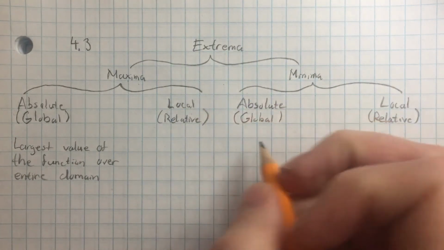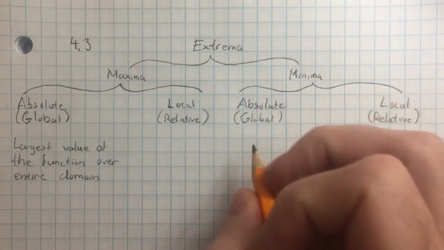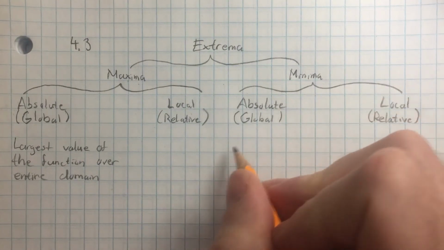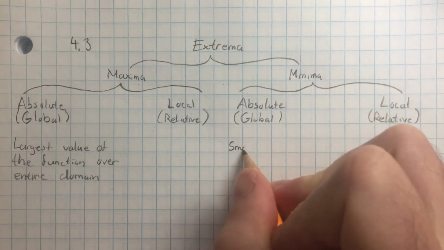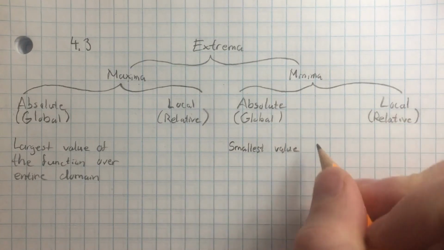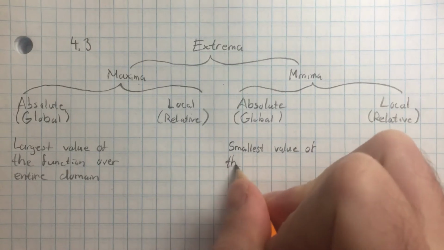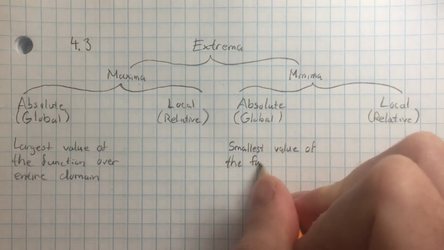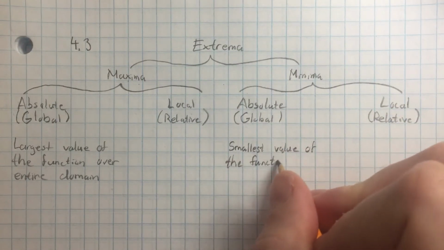All right, so that would be the same thing for the absolute or global minimums. Minima would be the smallest value. I'm just going to change one word. Smallest value of the function over the entire domain.